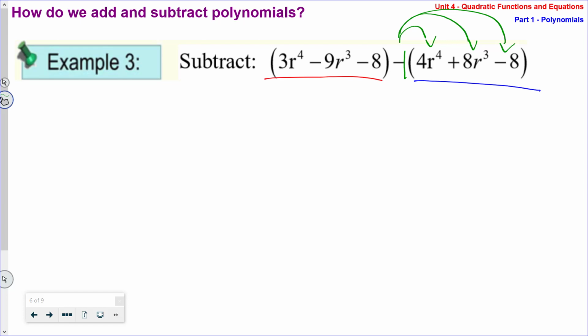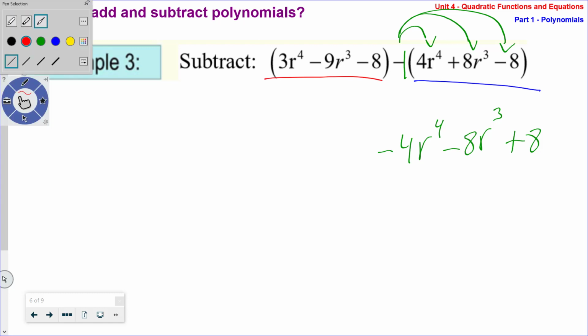that's being subtracted. So instead of minus, you have positive 4r to the fourth, positive 8r to the third, negative 8. The negative is going to change the sign of all of these terms here. So it becomes minus 4r to the fourth, minus 8r to the third, plus 8. So the negative in front changes the sign of every single term of the polynomial that's being subtracted. The first polynomial, you can write it just the way it is. The first one doesn't need to be changed. 3r to the fourth minus 9r to the third minus 8.